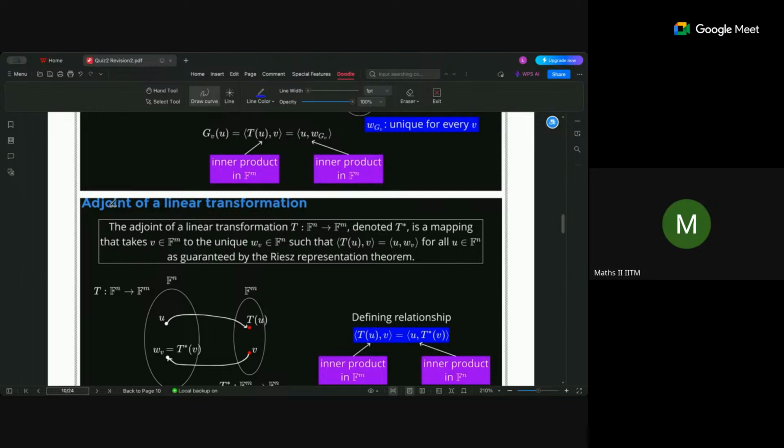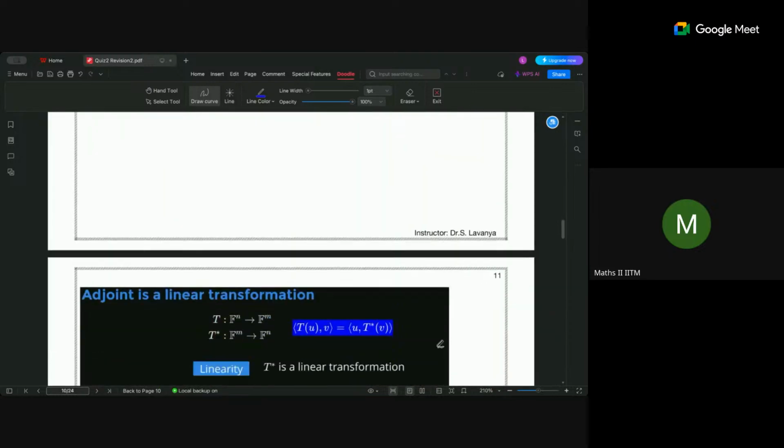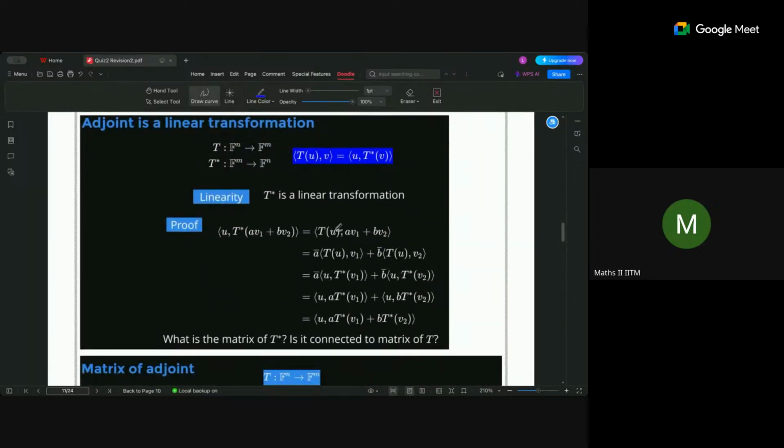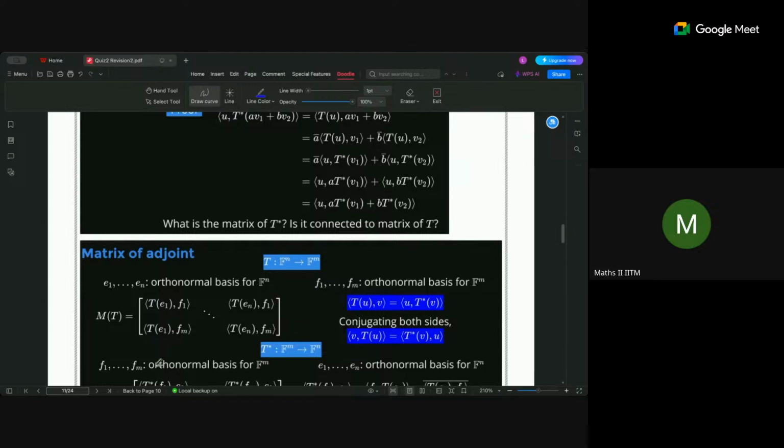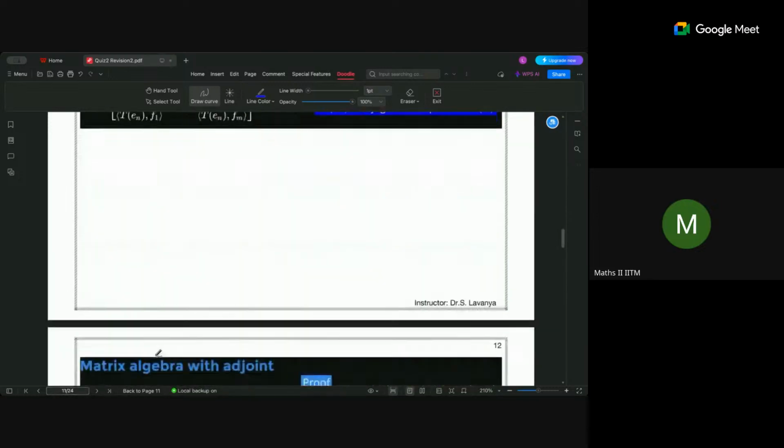From this we have what is called the adjoint of a linear transformation. So how is the adjoint of a linear transformation defined? Inner product <Tu, v> is equal to inner product <u, T*v>. So T* is the adjoint of T and it satisfies this relation. Okay, so the adjoint is also a linear transformation. And how do we find the matrix of the adjoint operator? You simply take the conjugate transpose of the matrix A, then that is the matrix of the corresponding adjoint. Okay, fine.